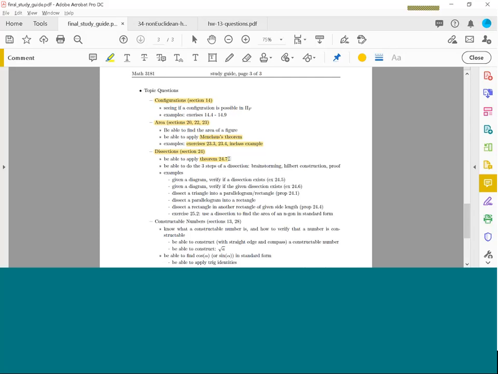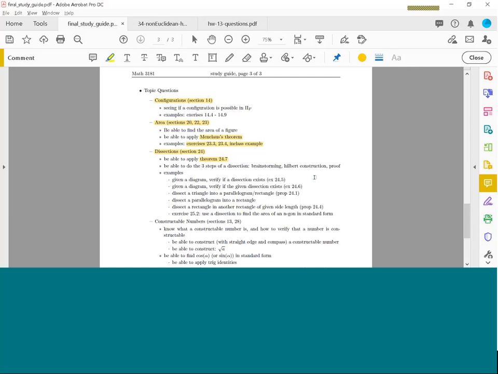The next bullet point under dissections talk about being able to do the 3 steps of the dissection, brainstorming ahead of time, doing the actual Hilbert construction and the proof. I don't have a good way for you guys to actually do all of those pieces and parts and input it specifically into Canvas. However, again, we can go and grab individual pieces and parts.